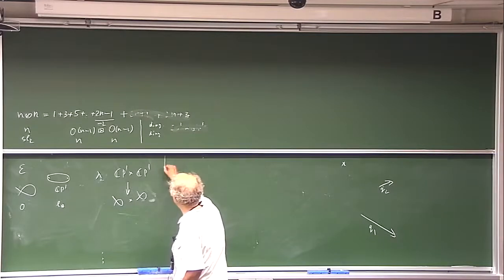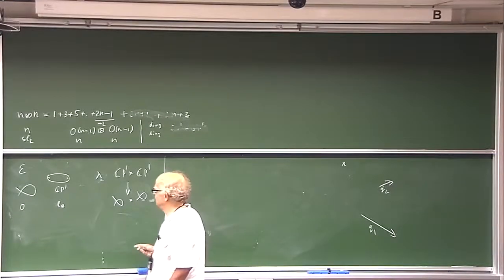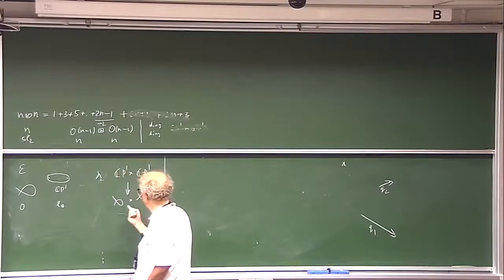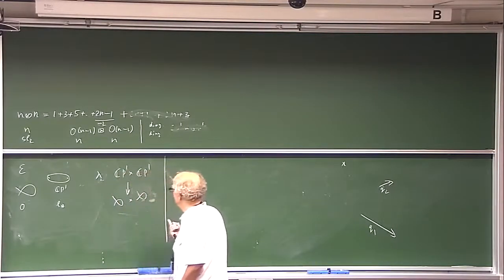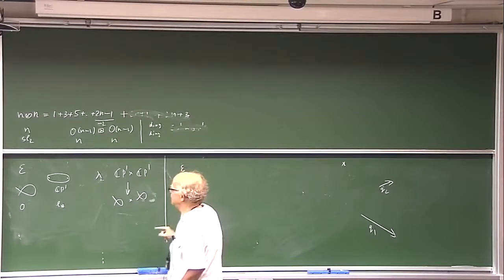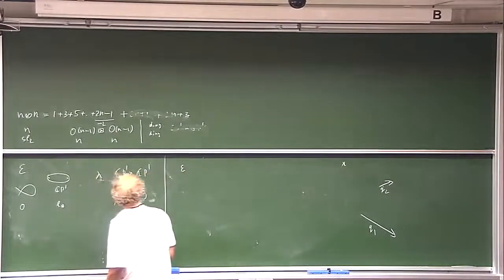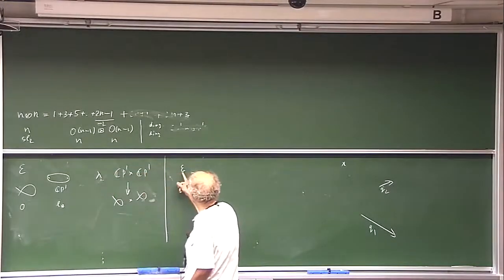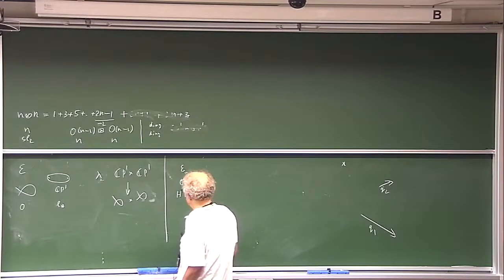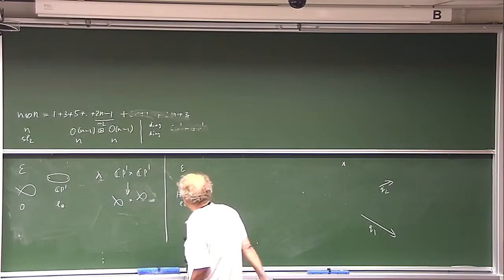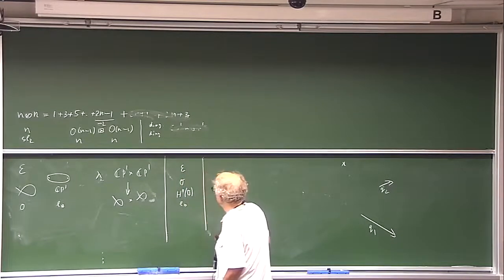Now I can use it. If it is so, what kind of algebra do we get? Well, I start with E, and let E be the notation for this. On this E, I have the trivial bundle O, and the space of sections of this O is one-dimensional, and this is my E0.